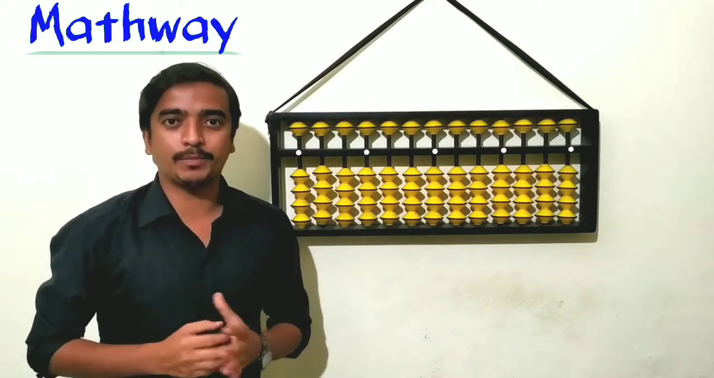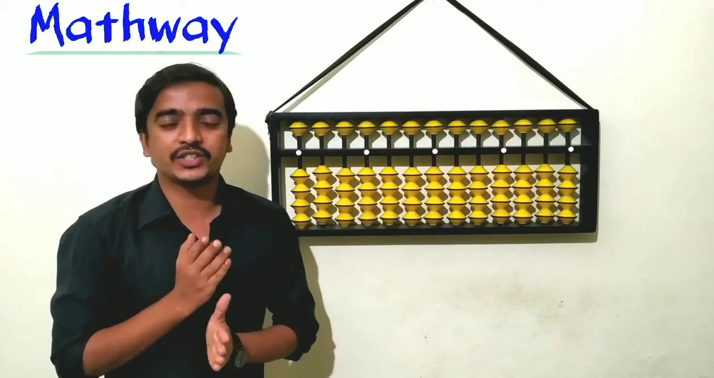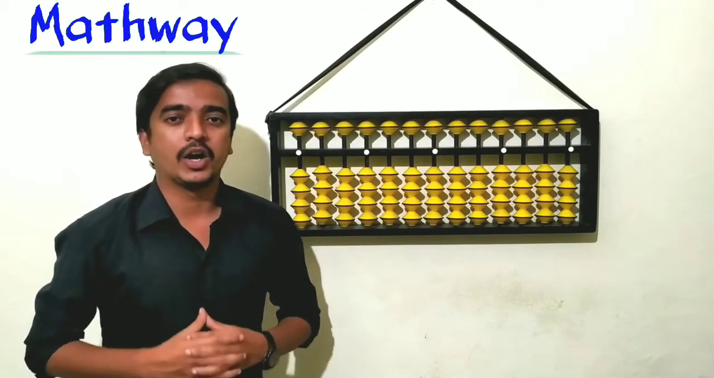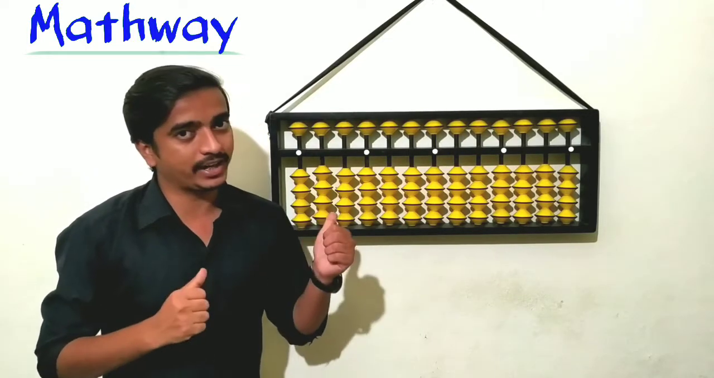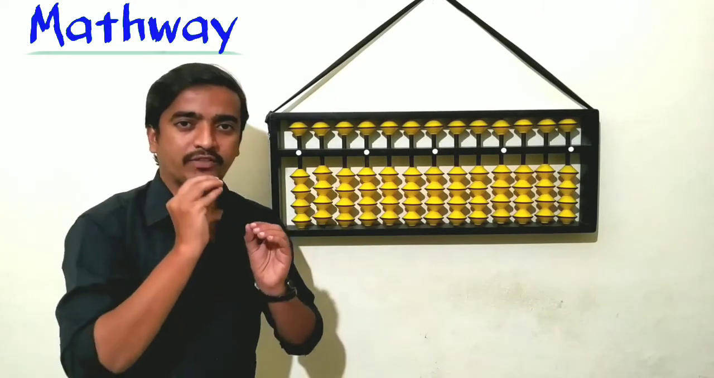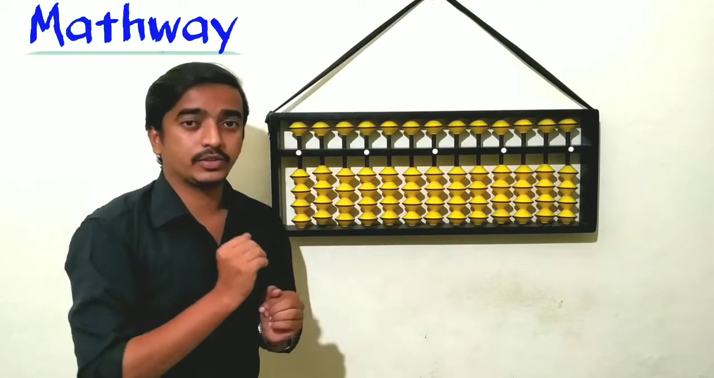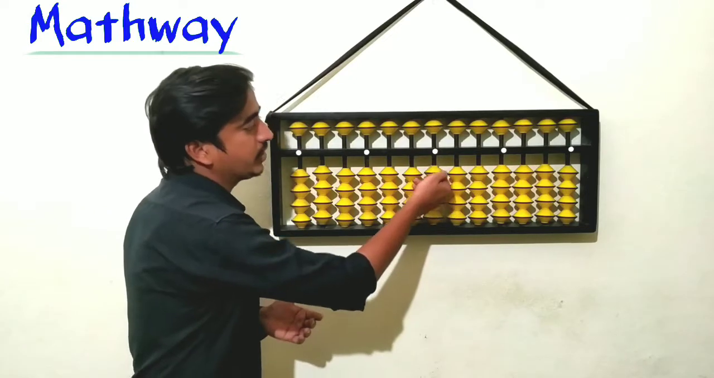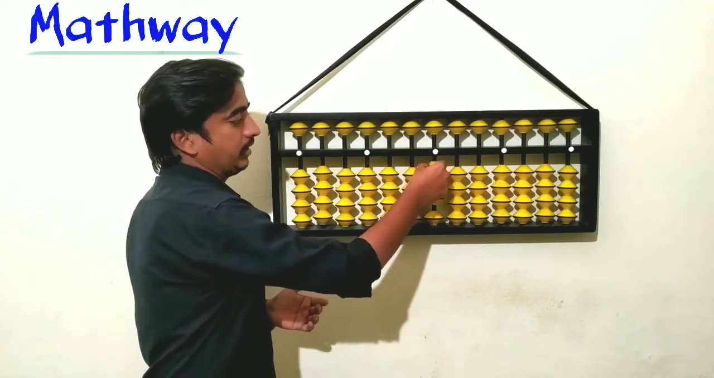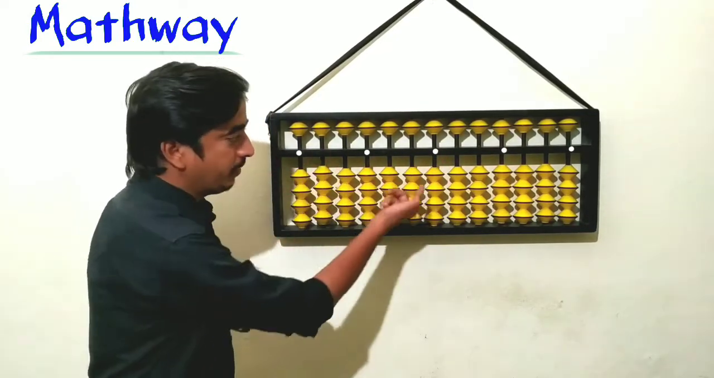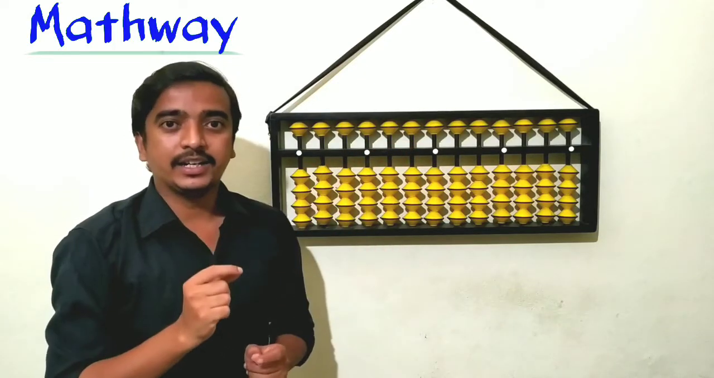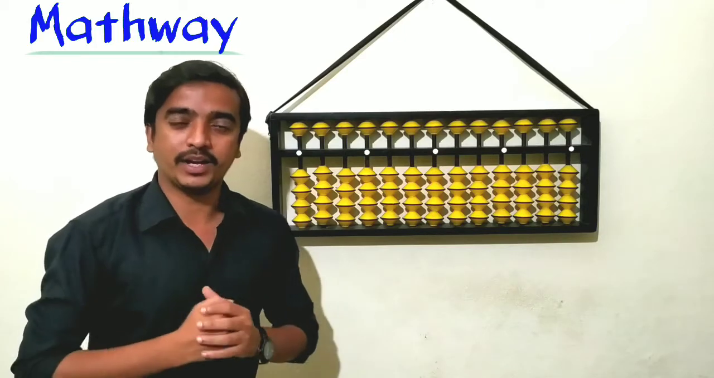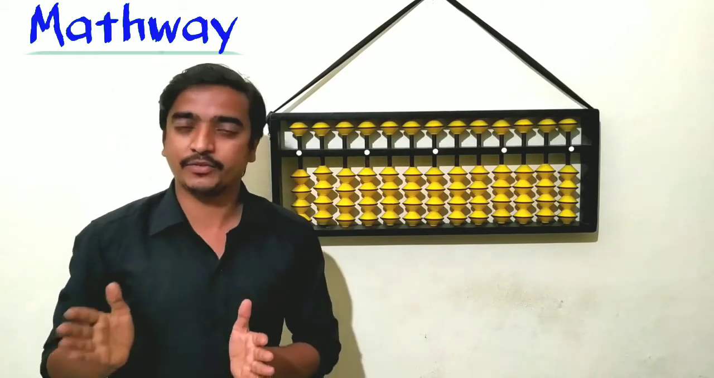Before going to learn about subtraction on the abacus, just recall the concept of addition of numbers on the abacus. How have we added the numbers? Simply, whatever number is there, we have to take it on the abacus. So in the case of addition, we need to connect the beads to the answer line, and in the case of subtraction, we have to take away the beads from the answer line.